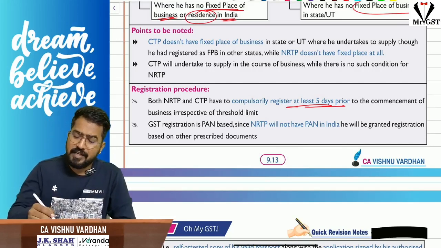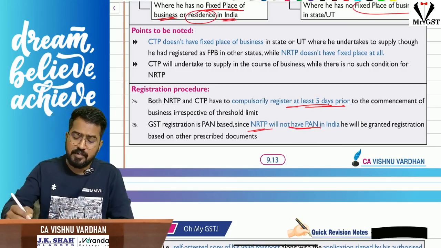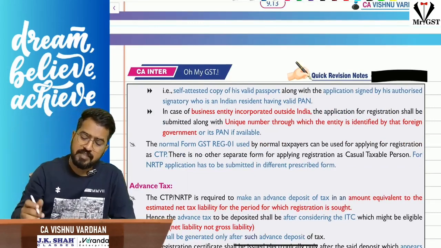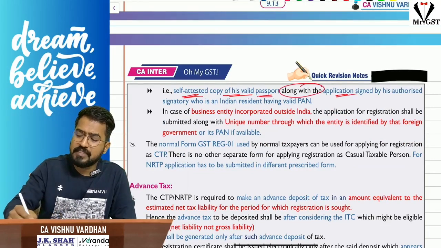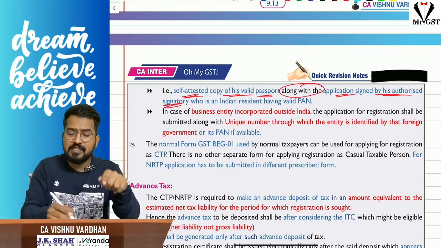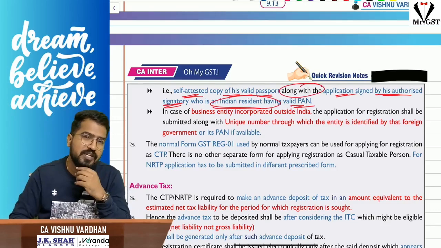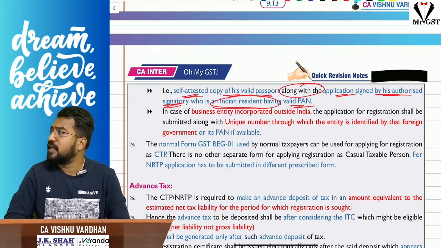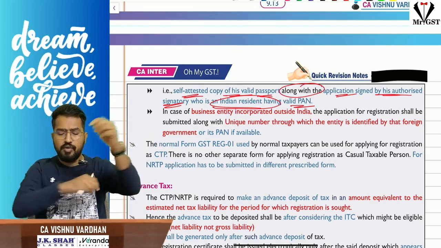Now, CTPs will have PAN at least. But NRTPs will not have PAN in India. So they will be granted registration based on the prescribed documents. What is that prescribed document? A self-attested copy of a valid passport along with the application signed by an authorized signatory who is an Indian resident having PAN. That means for an NRTP to take GST registration, they need the help of an authorized signatory who is an Indian resident and has a PAN. That is important. Please understand. Okay, so that is the case.